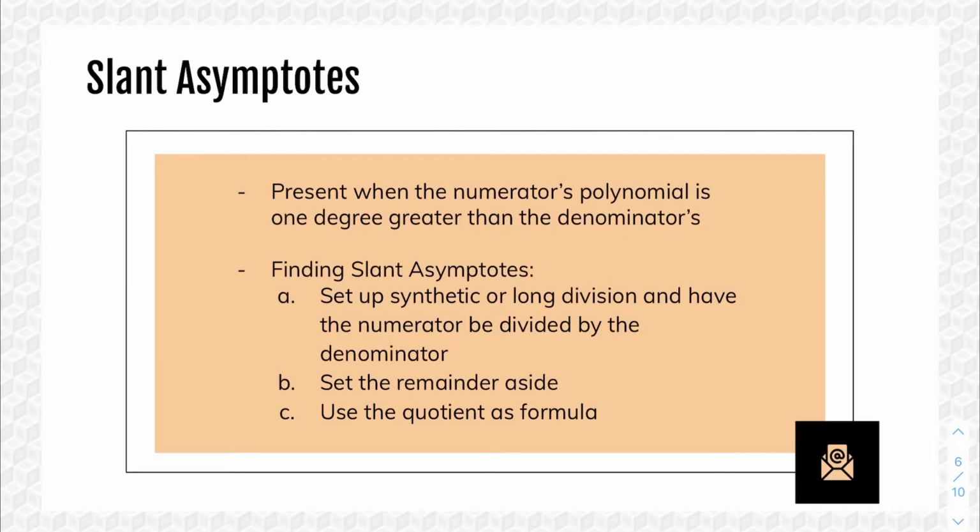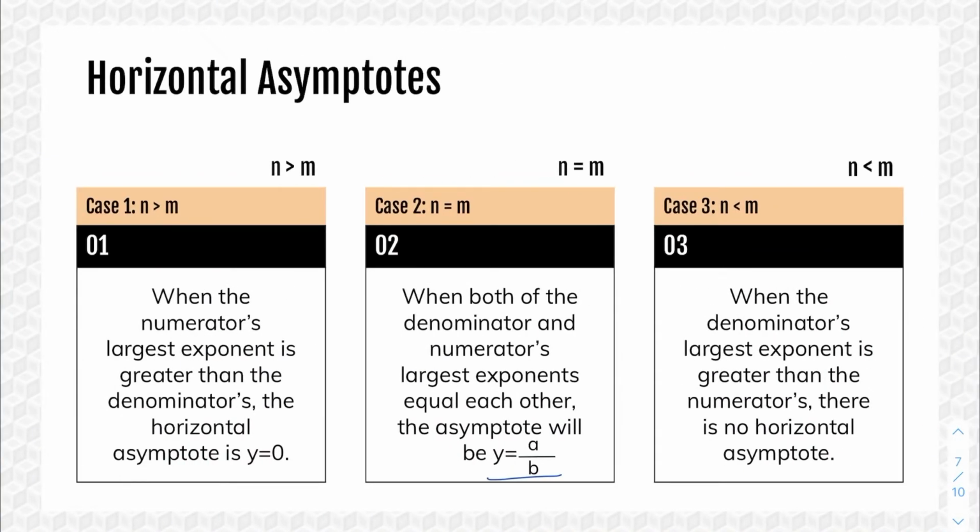Moving on to slant asymptotes, we could simply put this process as: if the numerator's degree is 1 degree greater than the denominator's, there is a slant asymptote. We can find the formula by dividing the numerator by the denominator through either synthetic division or long division. Continuing, let's learn what horizontal asymptotes are and how to find them.